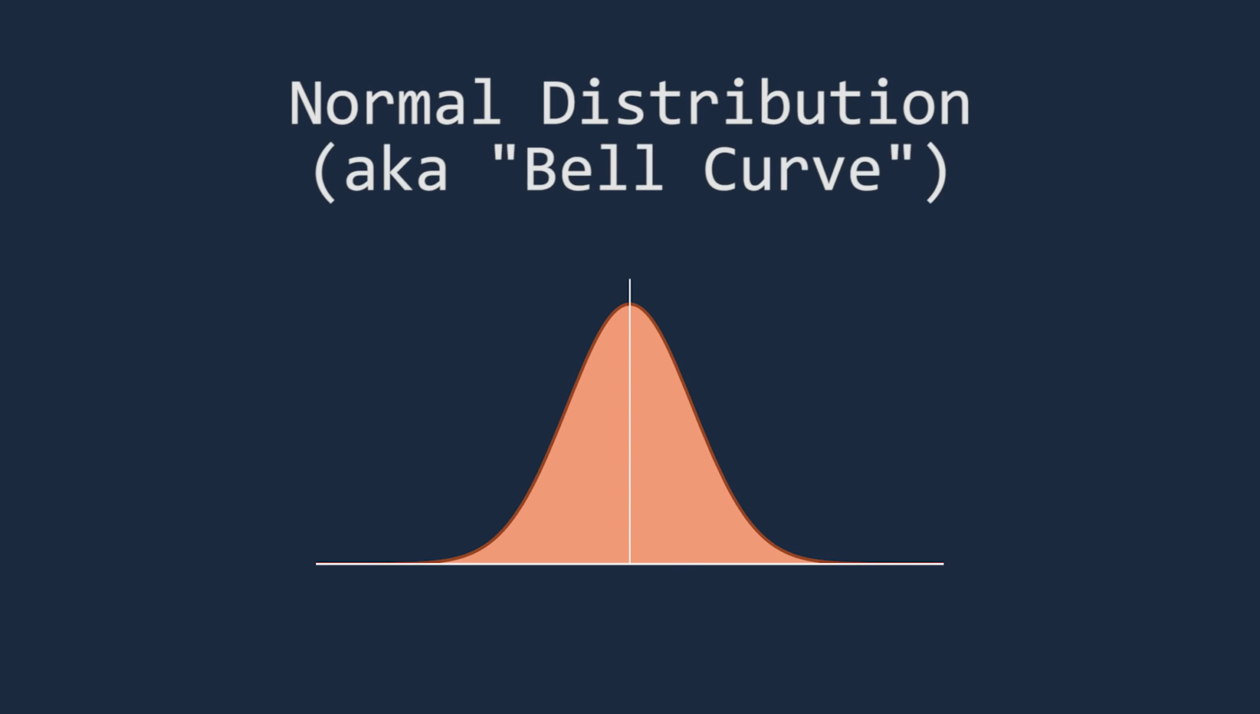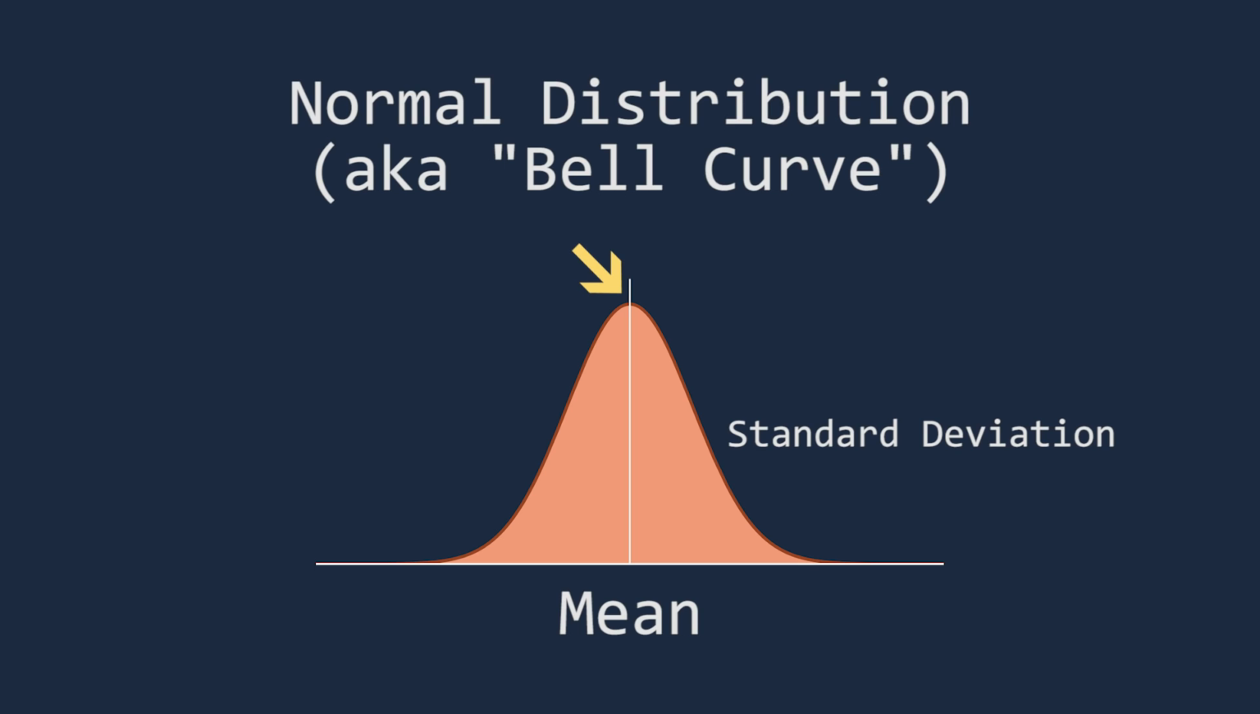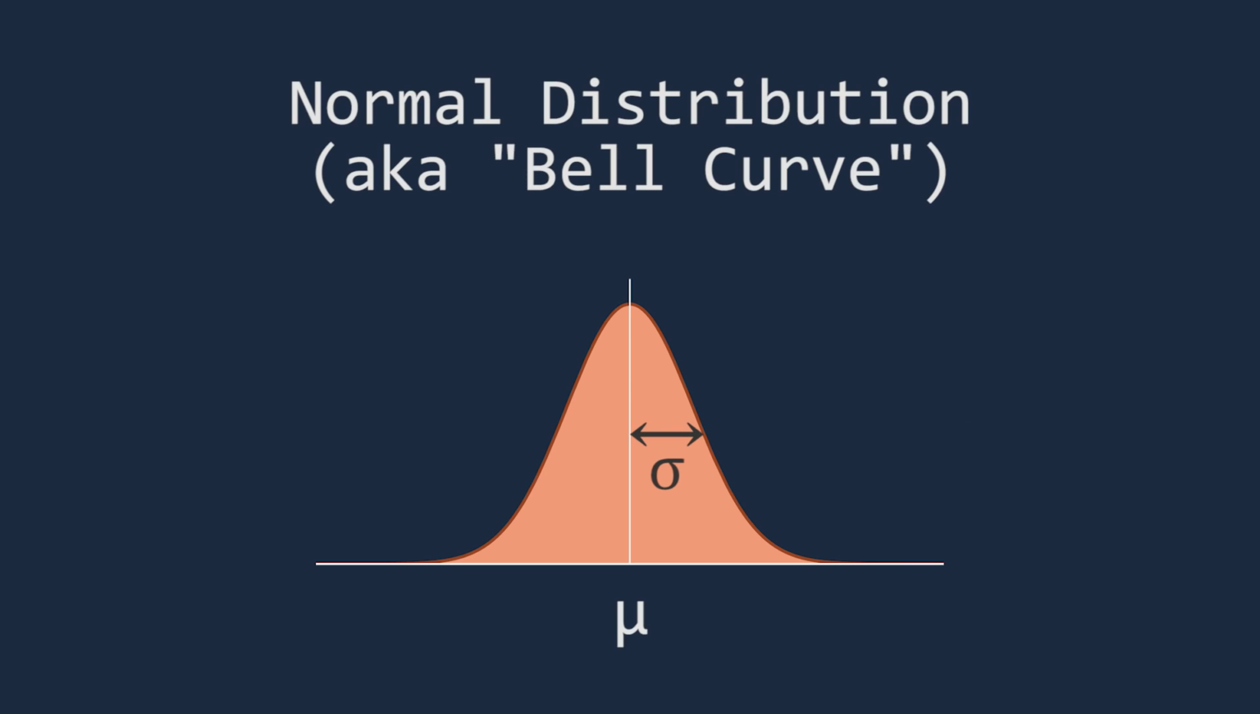A normal distribution is completely described by just two numbers, the mean and the standard deviation. The mean is the average. It's where the bell curve peaks. The standard deviation describes how wide or narrow the curve is. You use the Greek letter mu for the mean and the lowercase sigma for the standard deviation.